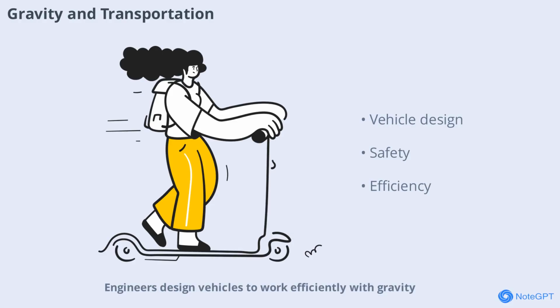Engineers design vehicles to work efficiently with gravity, ensuring stability and safety. For example, airplanes generate lift to overcome gravity while cars rely on gravity for traction. Understanding gravity helps us build better, safer transportation systems.